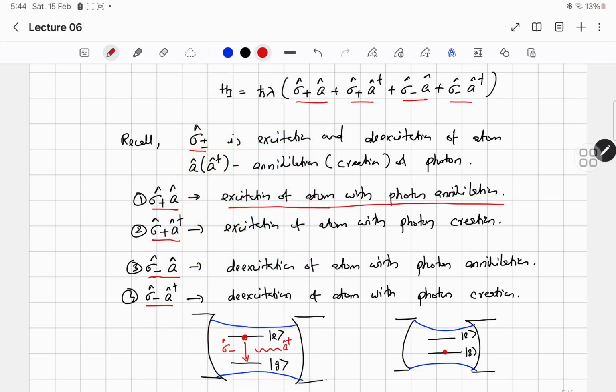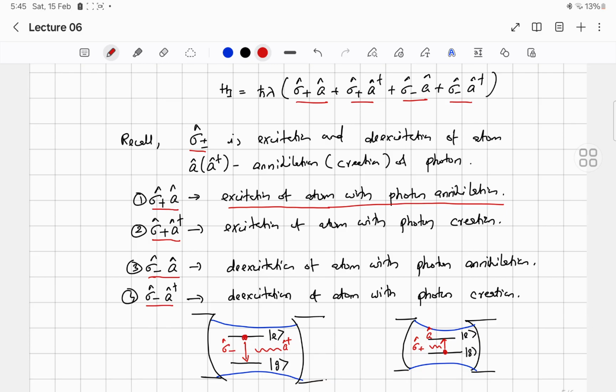Suppose the atom is already in the ground state, so it can excite. The excitation is basically sigma plus, but on excitation the photon must annihilate. The photon must vanish, and the vanishing of a photon is represented by the symbol A. So sigma plus A is a possible term if there is no external driving. In the absence of external driving, only two possible terms would be available: sigma minus A dagger and sigma plus A.